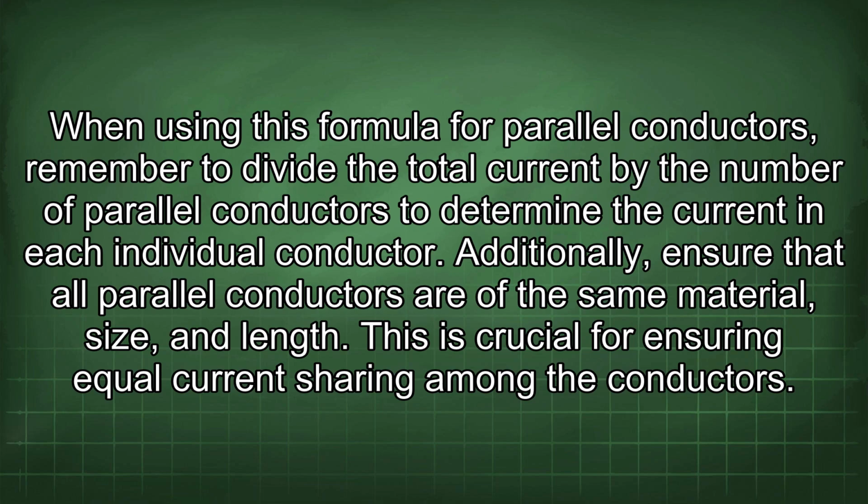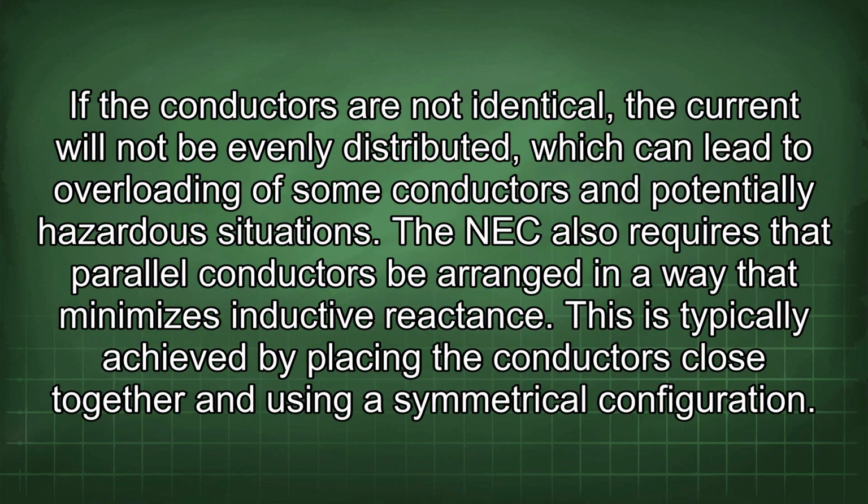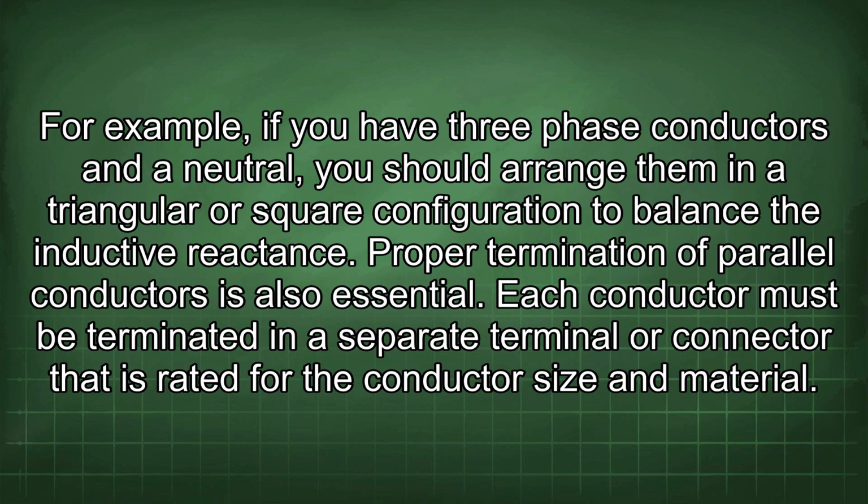Additionally, ensure that all parallel conductors are of the same material, size, and length. This is crucial for ensuring equal current sharing among the conductors. If the conductors are not identical, the current will not be evenly distributed, which can lead to overloading of some conductors and potentially hazardous situations. The NEC also requires that parallel conductors be arranged in a way that minimizes inductive reactance. This is typically achieved by placing the conductors close together and using a symmetrical configuration. For example, if you have 3-phase conductors and a neutral, you should arrange them in a triangular or square configuration to balance the inductive reactance.